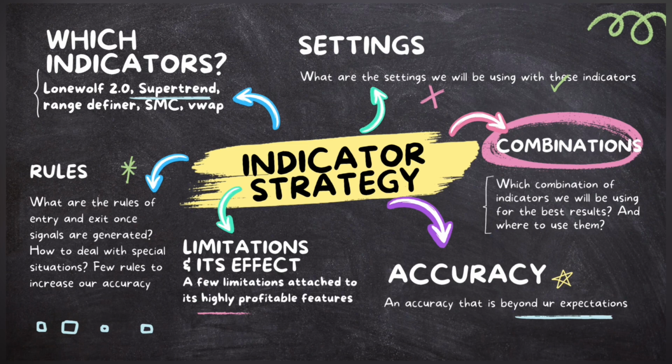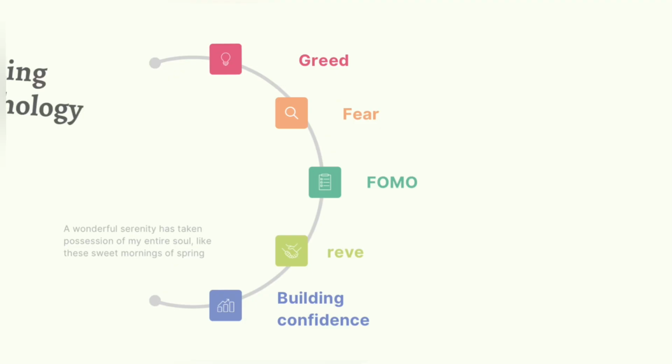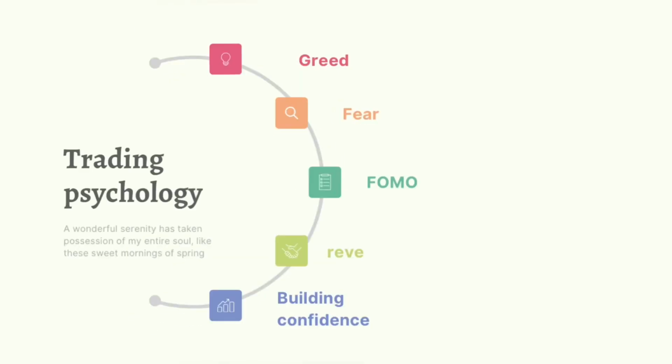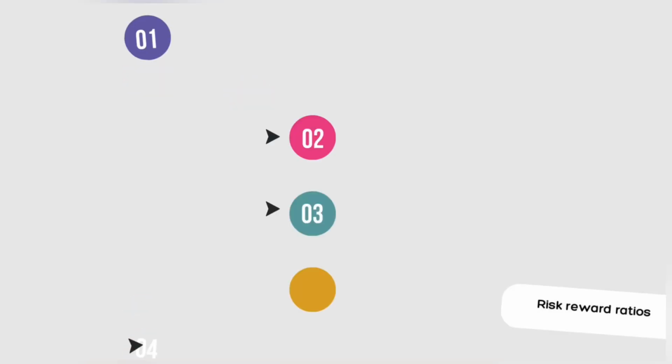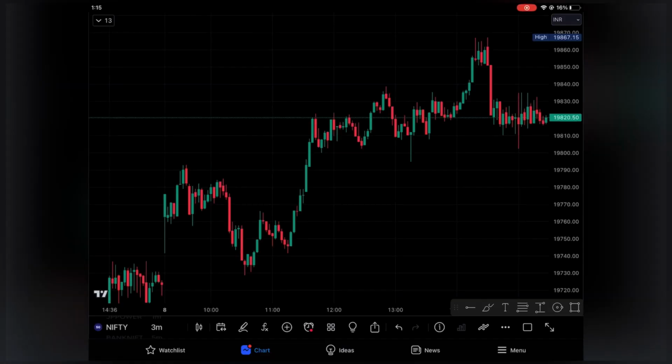And among the few other strategies which we have learned, such as the option strategies, breakout strategies, 920 strategy, all these strategies we have learned in the course. And trading psychology is also quite important. And then risk management, how we manage our risk, capital, and everything, also becomes an important component of trading. So let's begin the video with the indicator strategy.